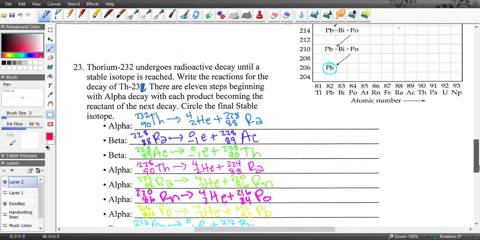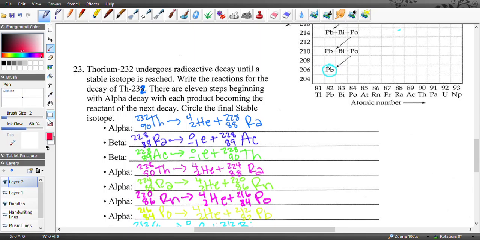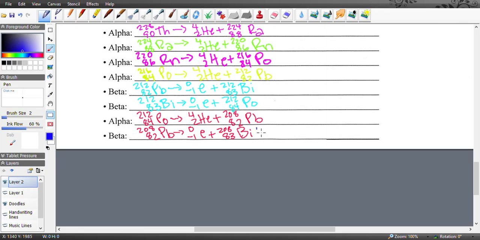Now, since that's the end of our list here, it says circle the final stable isotope. So let's go ahead and do that. Doesn't that sound great? This is going to be it, right? It doesn't show any more decays. So I'll write it over here a little more clearly. That's going to be 208 83 Bi. I really, really hope this helps, guys. I know I just flew through everything, but let's hope it helps.